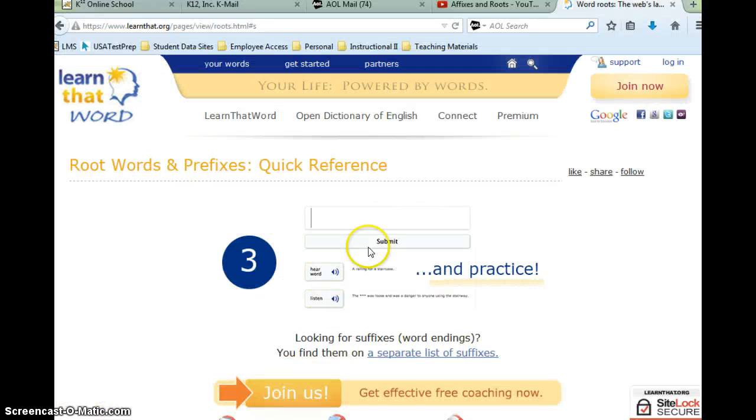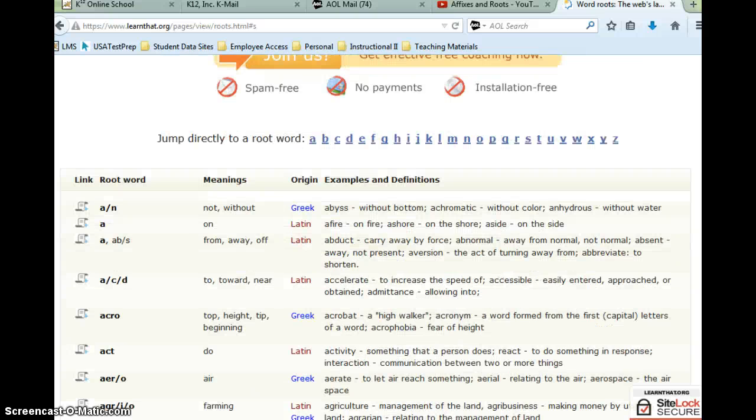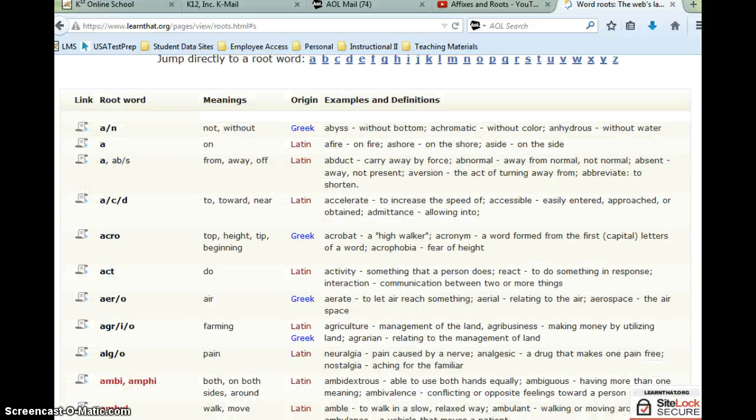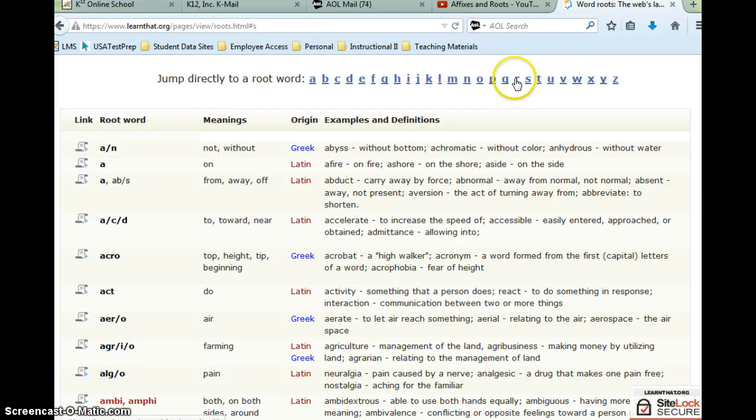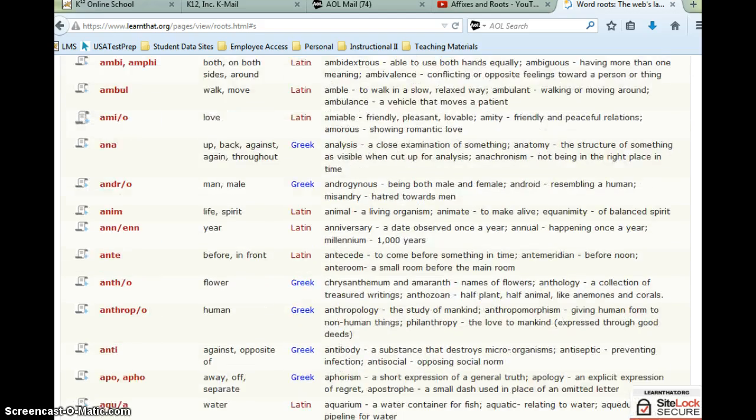So what we have here is a website called learnthat.org, and it's a really cool website. It gives us a list of all of the roots that we could ever possibly need to know from Greek and Latin derivatives. So let's take a look at this list here. Now you're going to see they have it alphabetized, so you can skip to any letter of the alphabet. Now this is where I might freak you out a little. I'm going to scroll down.